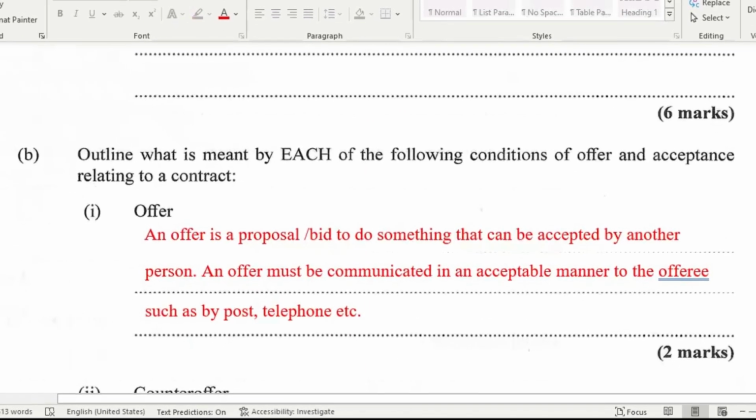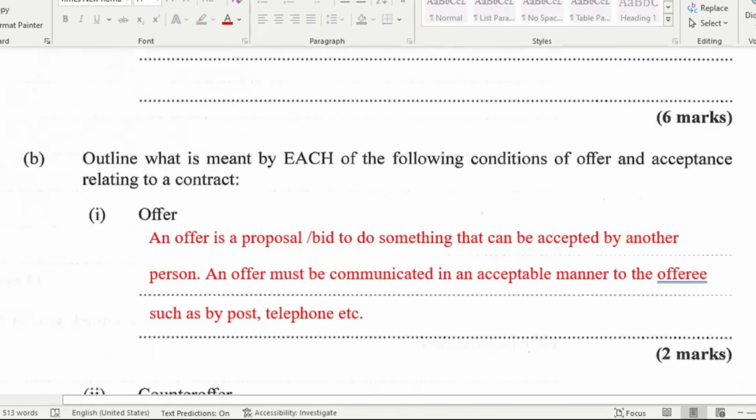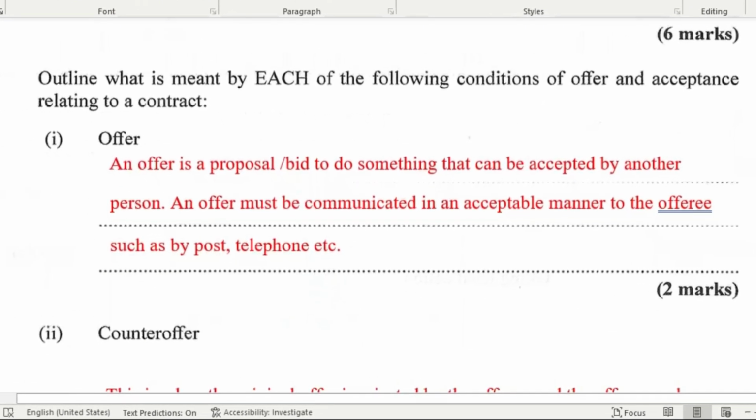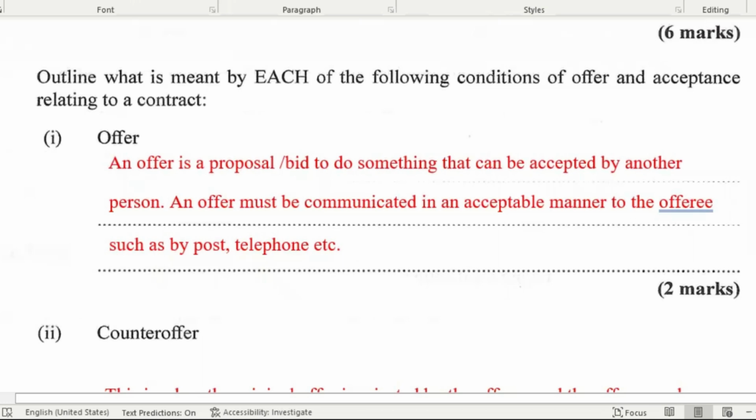All right, let's look at the answer. An offer is a proposal or bid to do something that can be accepted by another person. An offer must be communicated in an acceptable manner to the offeree, such as by post or telephone and so on. Right? So the person who makes the offer is the offerer, and the person to whom the offer is being made is the offeree. Good? So the next one is counter offer.